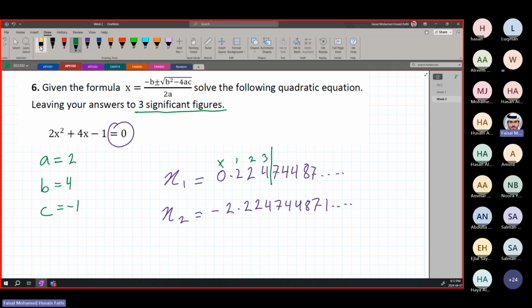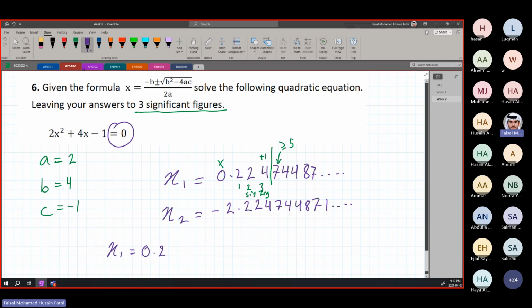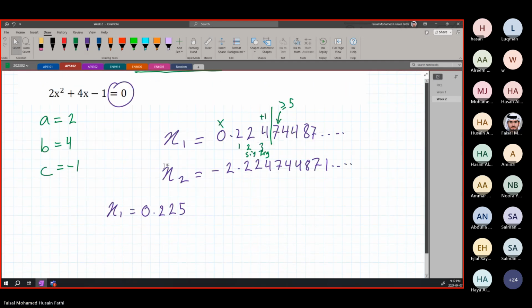Again, I'm just going to write this at the bottom. So 1, 2, 3 sig fig. And then you're going to look at this number. Remember rounding. If it's greater than or equal to 5, you're going to have to add 1 to the answer. So x1 is equal to 0.225. And then 4 plus 1, which is 5. This is just rounding from Math 1.